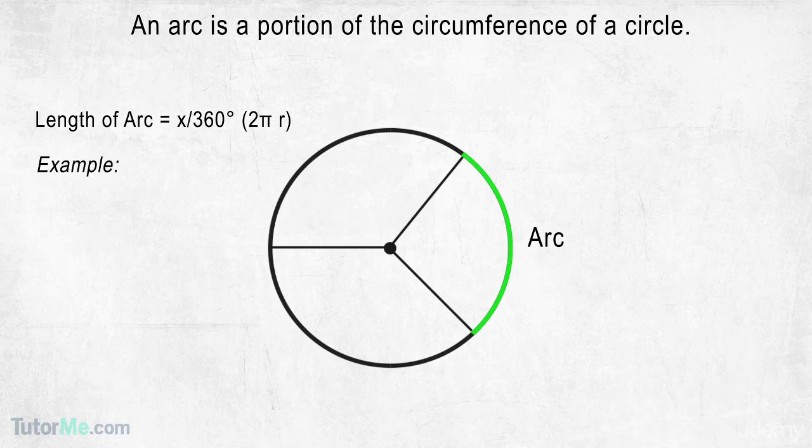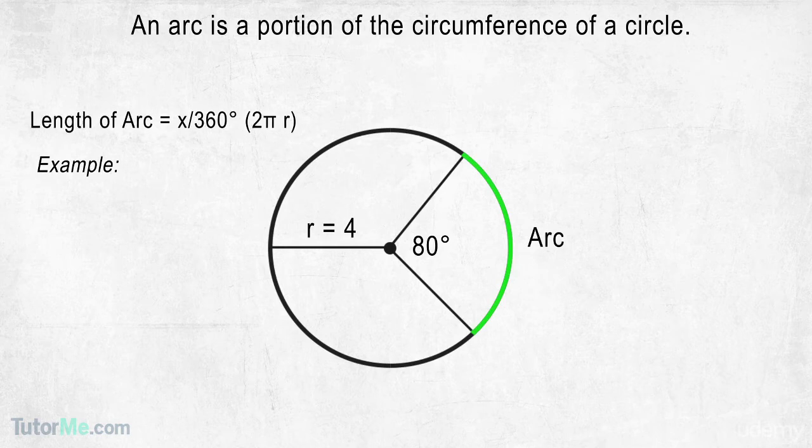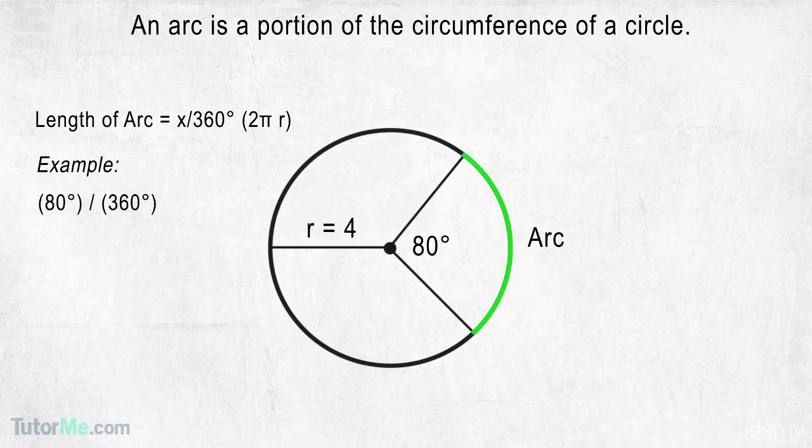Let's take a look at an example. We'll stick with the same circle from the last example. A circle with a radius of 4, and an arc with a measure of 80 degrees. What is the length of the arc? We'll take the equation x divided by 360 times 2 pi r, and plug in 80 degrees for x and 4 for r, and we'll have 80 divided by 360 times 2 pi times 4.